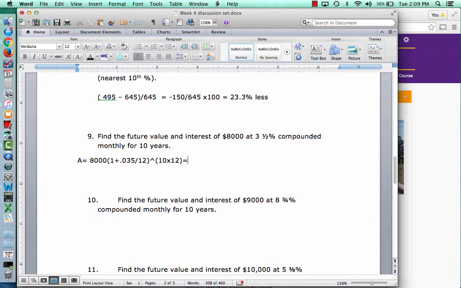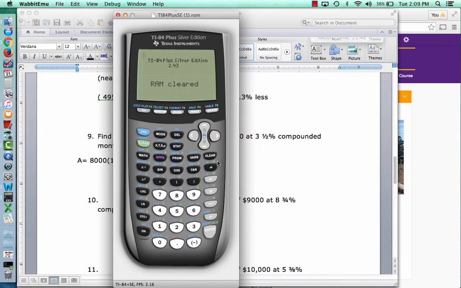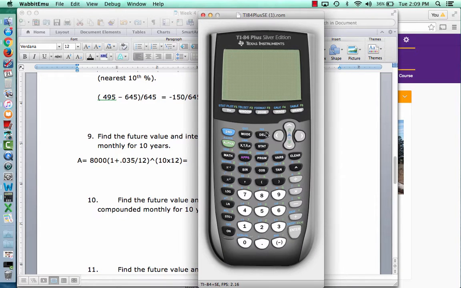120. So basically I'm going to type this in all in one line, and I'm going to show you that on the screen here. Okay, so I'm going to type this in. I got 8,000 times 1 plus 0.035 divided by 12, to the 120. I already know what 10 times 12 is, so I just plug that in. Or you can put a parenthesis for the exponent and do 10 times 12. So that gives me 11,346, and I have to round to the nearest cent, and 76 cents.